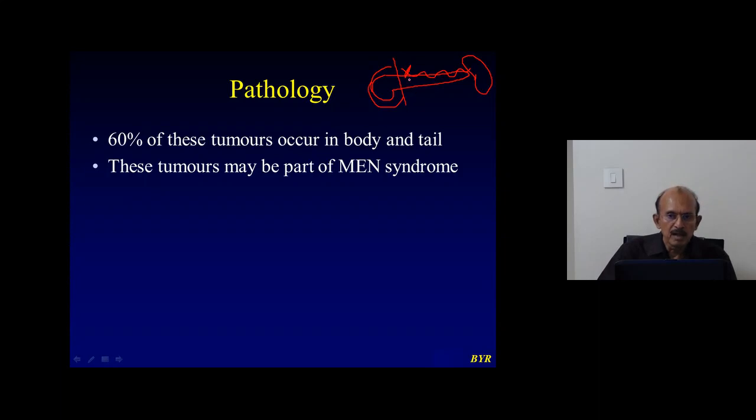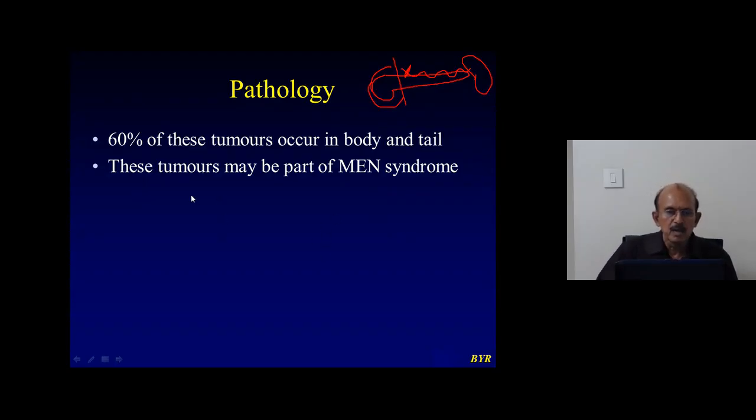Because you are ligating splenic artery, you must remove body and tail of the pancreas along with spleen also. Spleen has to be removed then, not the duodenum. I hope you understood this point. So there is no need to remove duodenum in case of body and tail pancreatic tumors. There you have to remove the spleen. Okay.